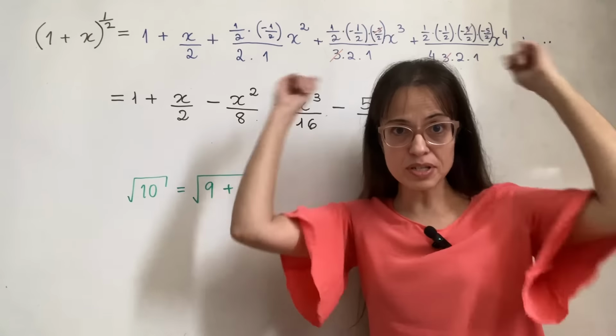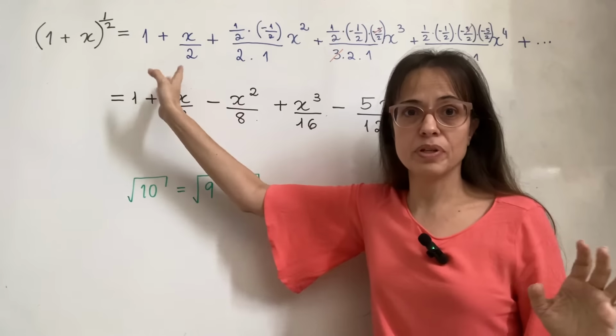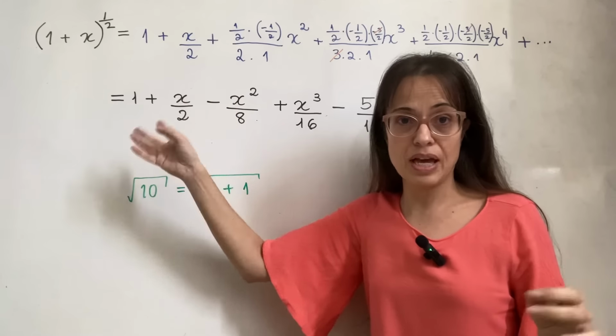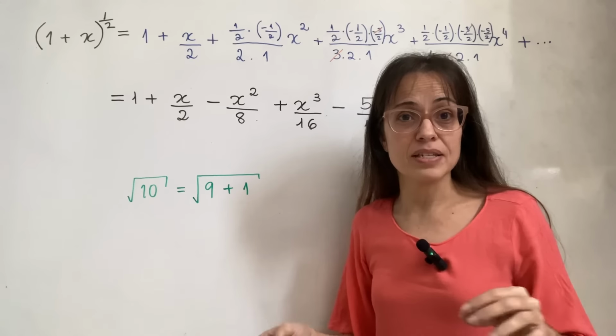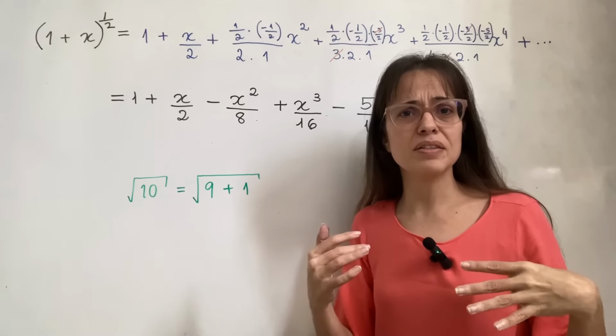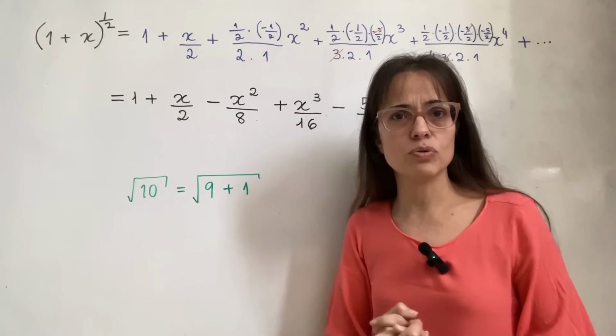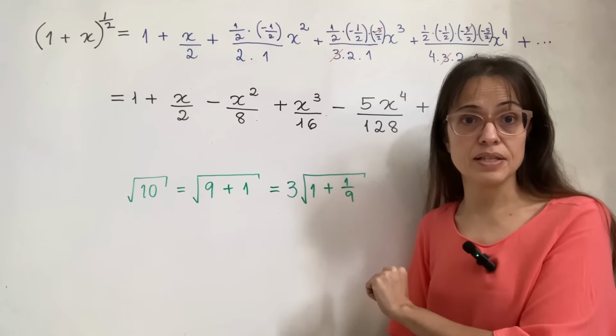Because here's the thing, the process is already complicated enough, and we are only working with 1 plus x. We are not working with x plus y. So we are always going to work with 1 plus x. If you have something else plus x, you just divide by that thing and factor it out of your binomial. So it looks like this. The 1 over 9 is the x.